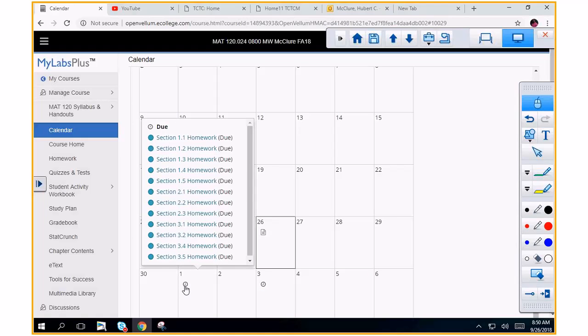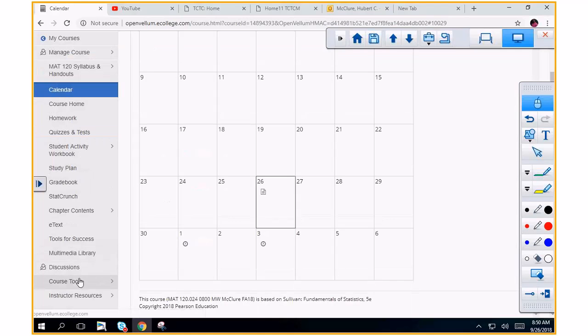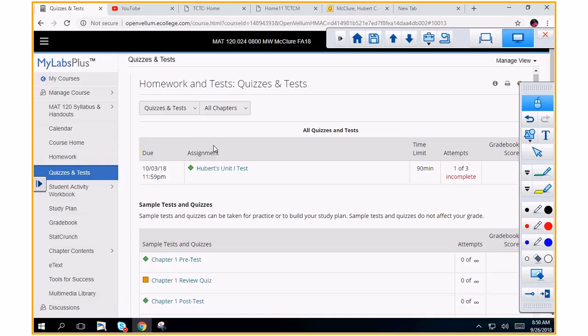Due. And then it has right here, due. So from here on out, if you ask me when the test is due, I'm going to say, I have no idea. And I'll show you another trick I learned in the war. You go back here and go to assignments. Where's assignments? Quizzes and tests. And look at that. It has the due date right there.